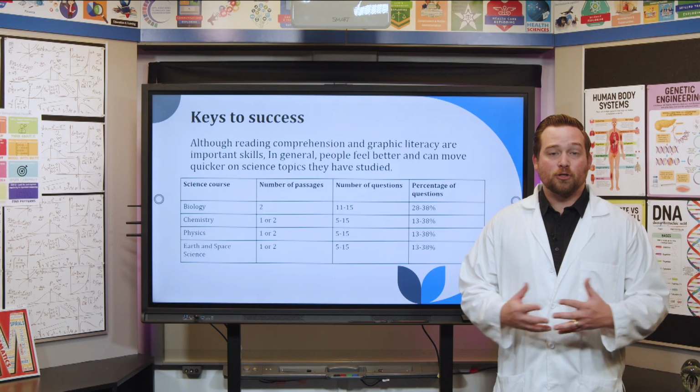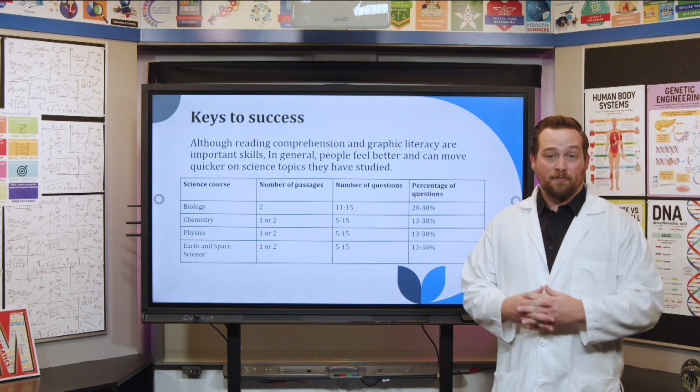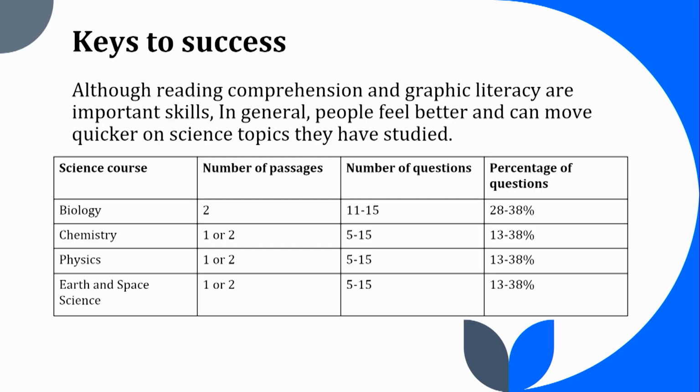Here's some other information you want to know about the science portion of the ACT. Okay, this is the type of subject matter you might see on there. So on the ACT test, although reading comprehension and graphic literacy are important skills, in general, people feel better and can move quicker on science topics they have studied before. So look at this table right here, and it'll show you what type of passages or what type of subjects you'll see on the ACT.